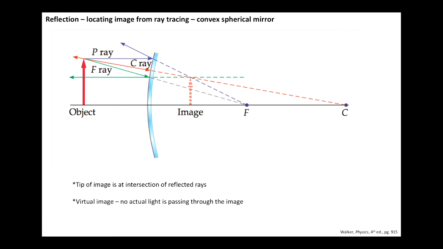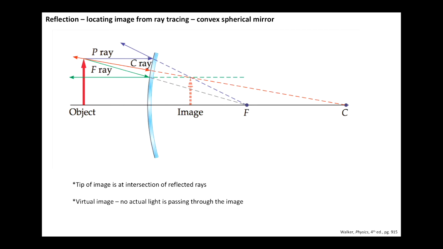So let's start with the P ray. The P ray leaves the top of the object, goes parallel to the optical axis, and then reflects in such a way that the reflected line should go through the focal point. So you can see it obeys the rule pretty clearly there, but you sort of have to trace it back and use this idea that it's forming a line throughout all of space.